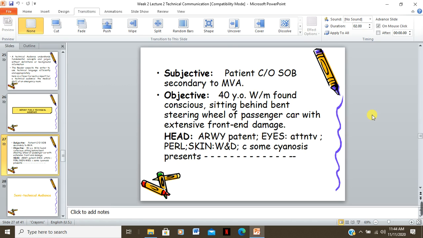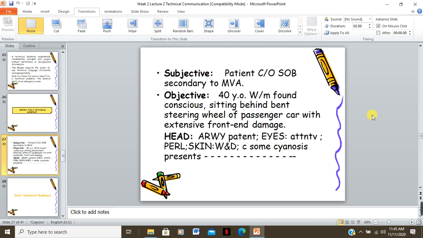Head, ARWY, patent. I cannot understand this phrase. Eyes, ATTENTV. I cannot understand this abbreviation. PERL, I cannot understand this. SKIN, skin. WND, I don't know what they refer to. C, some cyanosis, I do not know this term.